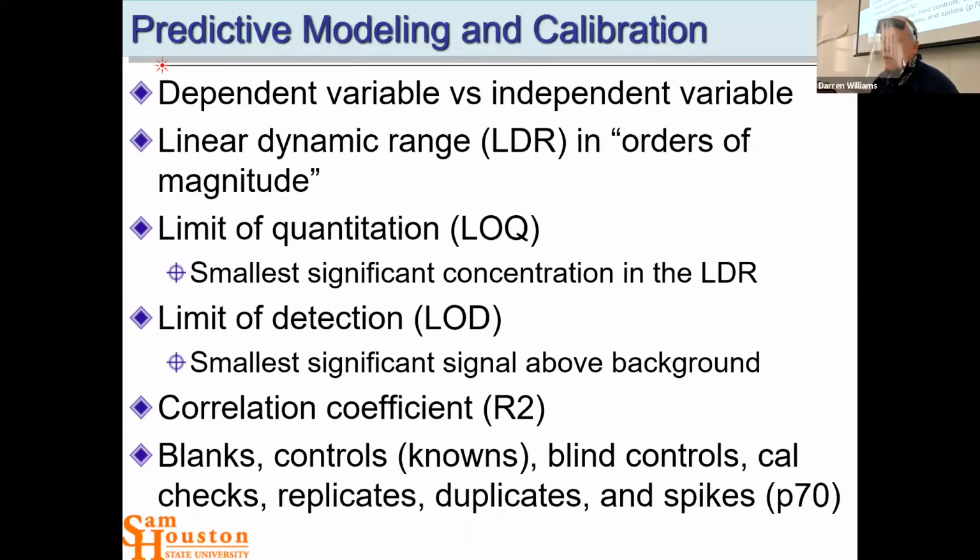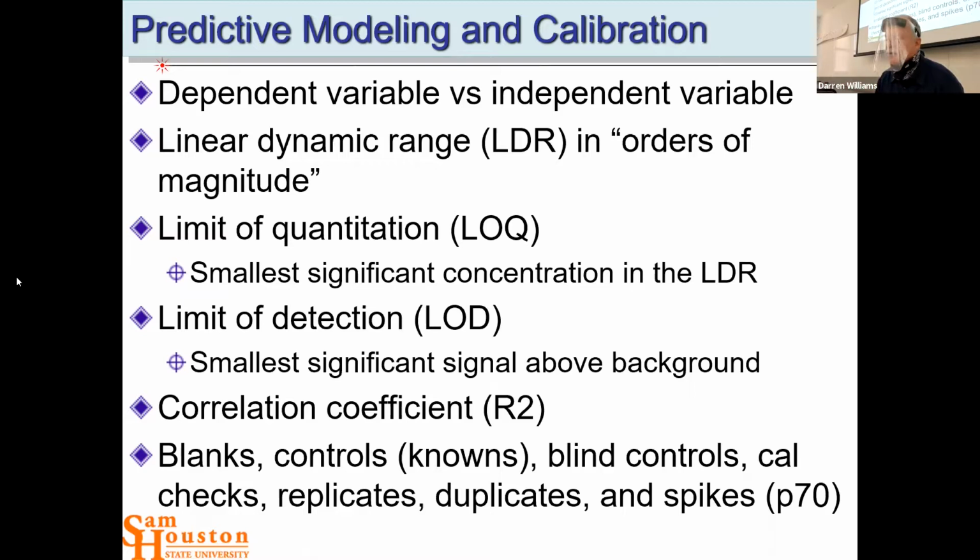Now, there are a lot of other sort of analytical pieces to the puzzle. There are blanks, where you run your matrix through, but it doesn't have the analyte. You have controls, so these are known amounts that you run through your calibration curve just to check to see if the situation of your instrument and your procedures have changed over time.